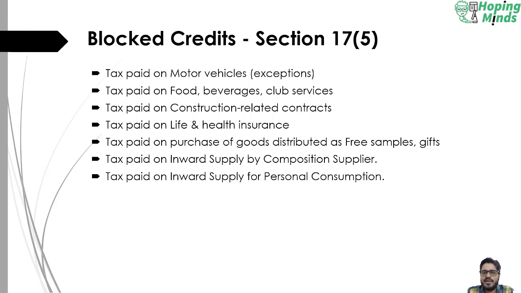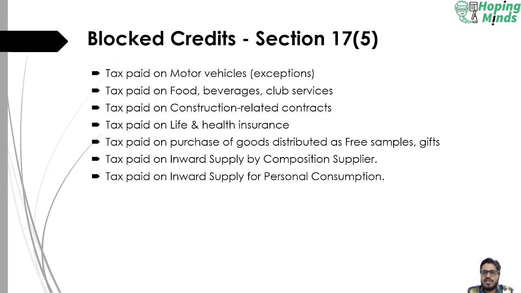Then tax paid on life and health insurance. Any taxes paid on life and health insurance coverages are also not allowed to be included under the input tax credit. Tax paid on purchase of goods distributed as free samples and gifts. Any taxes paid towards free samples distribution or gift distribution or freebies shall not be allowed to be taken.